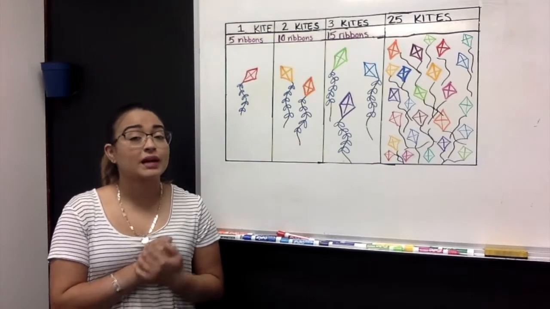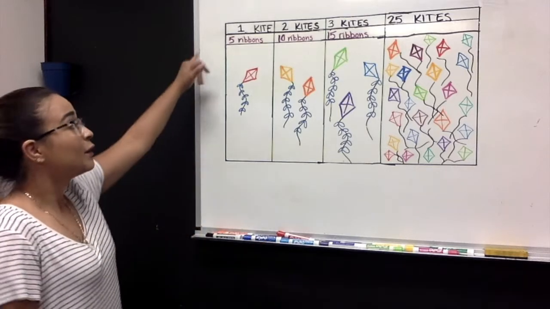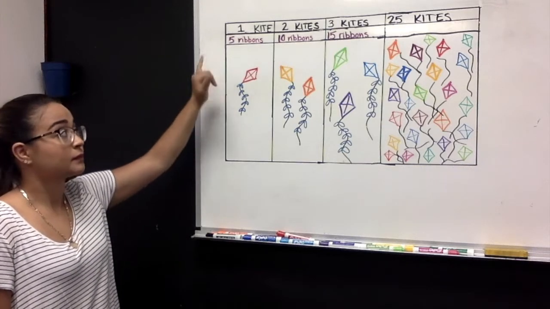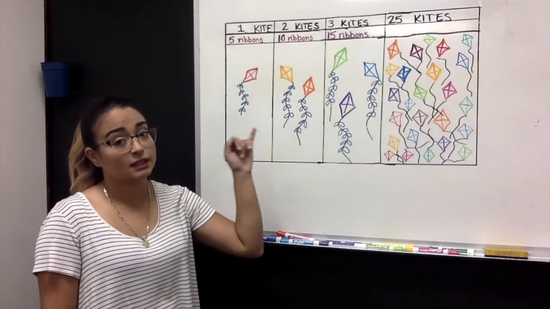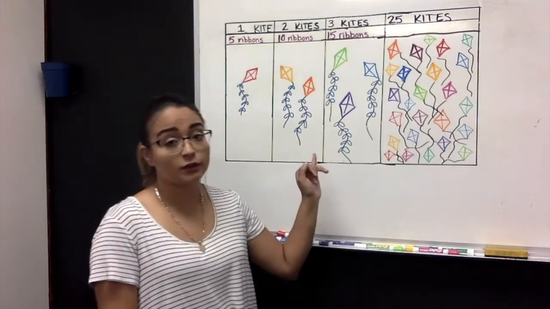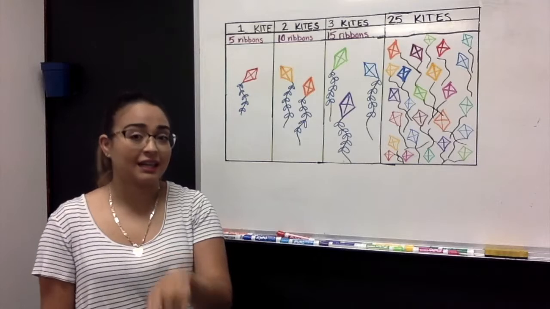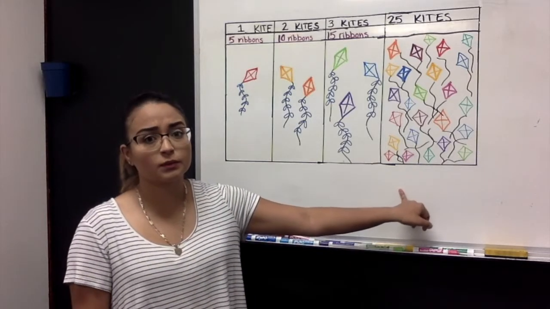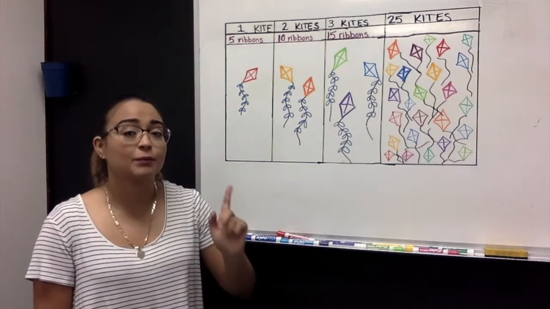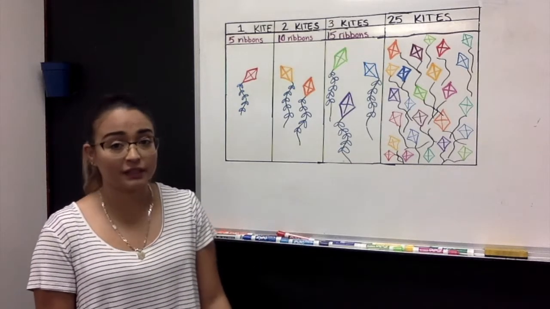Very well. Now we have this kind of pattern. We have one kite. One kite has 5 ribbons. Here we have 2 kites. In 2 kites, there are 10 ribbons. Then we have 3 kites that have 15 ribbons. Your assignment today is to tell me how many ribbons there will be in 25 kites. But before that, I'm going to teach you how to work out an equation that will help you figure that out, okay?